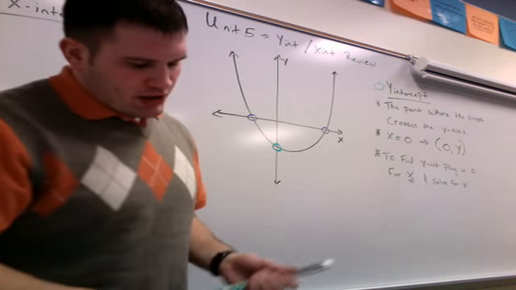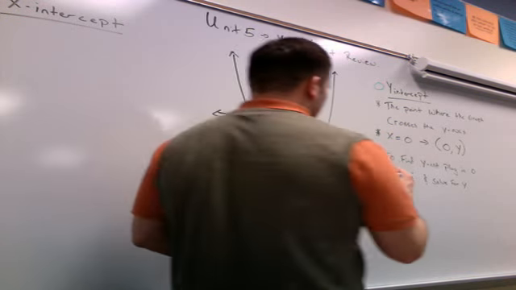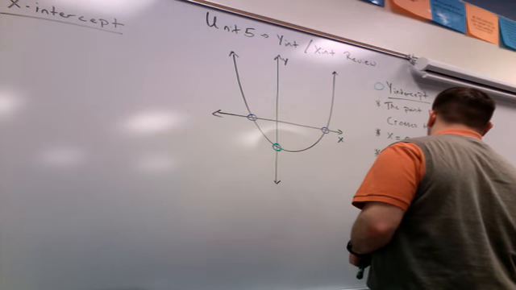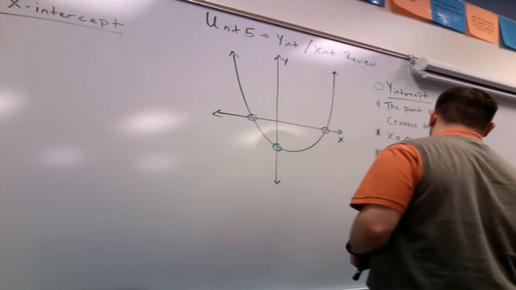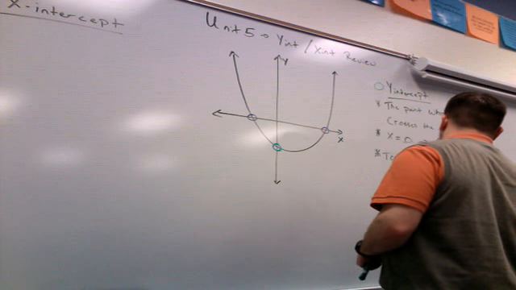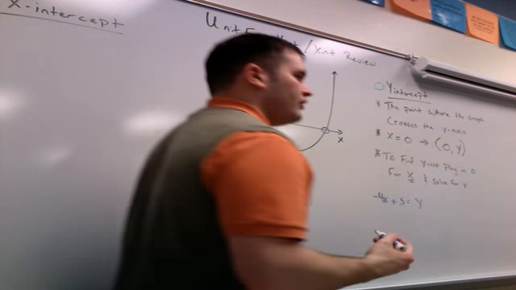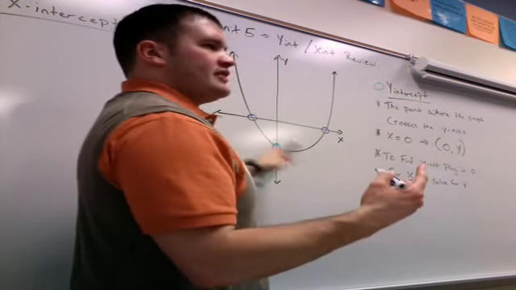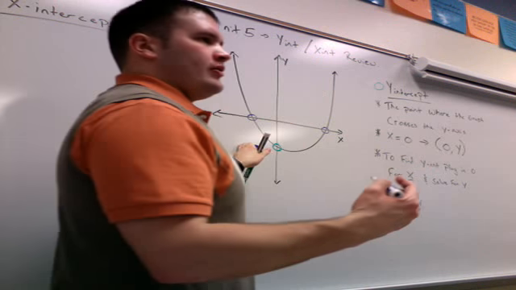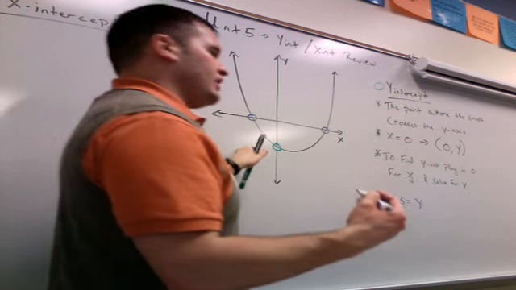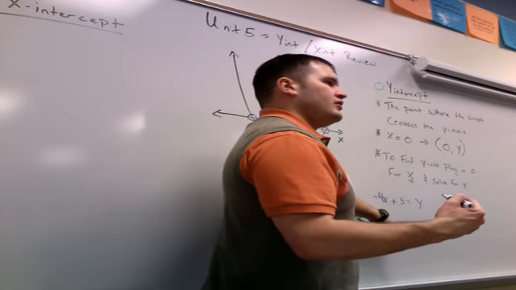Okay, let's try this. Negative 4x plus 5 equals y. Okay? So I know, guys, this equation right here is not a parabola, right? Because parabolas have to have x squareds. This would be a line, right?